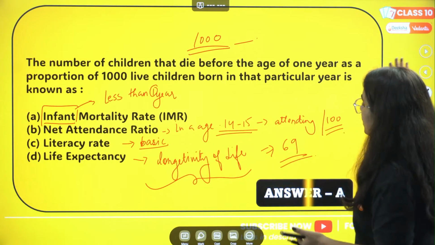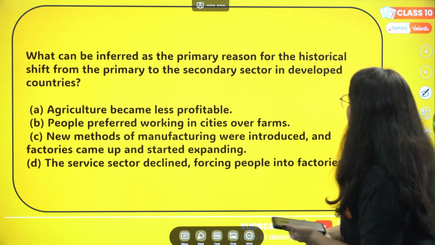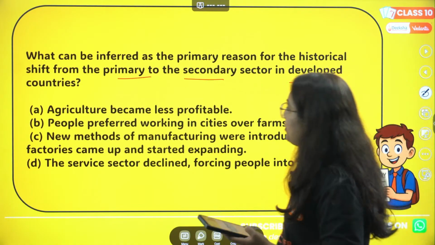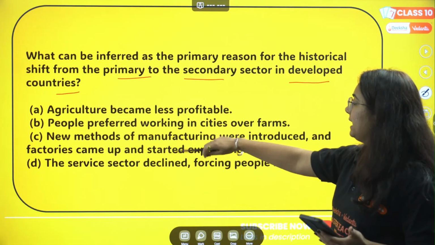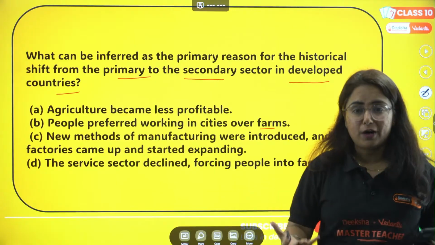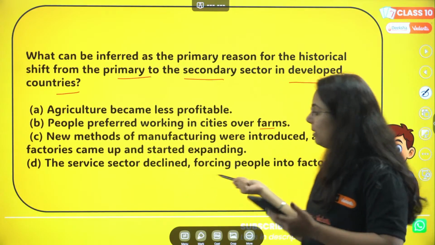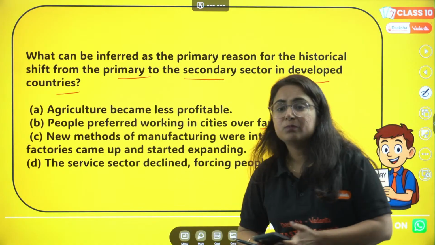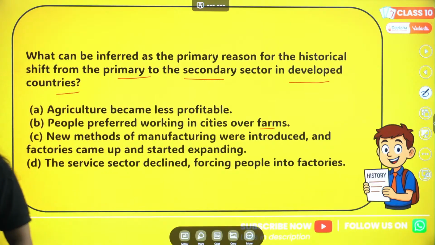Next question: what can be inferred as a primary reason for the historical shift from primary to secondary sector in the developed countries? This is also directly taken from NCERT. Options are A, agriculture became less profitable. B, people preferred working in cities over farms. C, new methods of manufacturing were introduced and factories came up and started expanding. Or D, the service sector declined, forcing people into the factories. Crazy options in front of you. Answer the correct one.